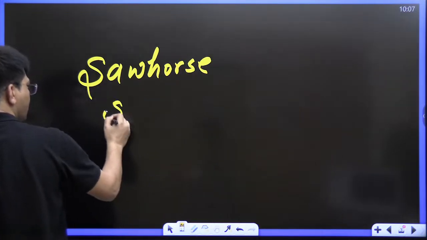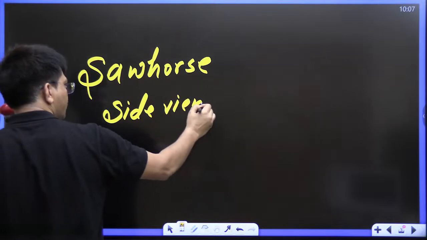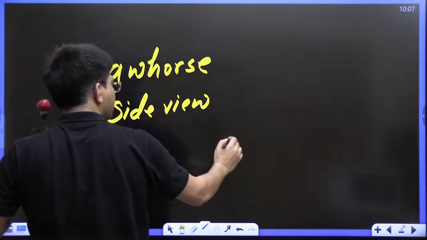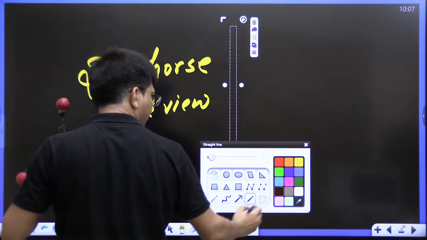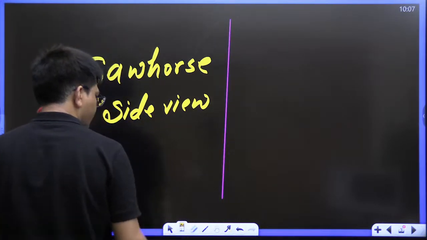Sawhorse, side view. This is the scientist. He has seen the compound sideways. Sawhorse has seen this structure sideways. So this is the Sawhorse structure sideways.